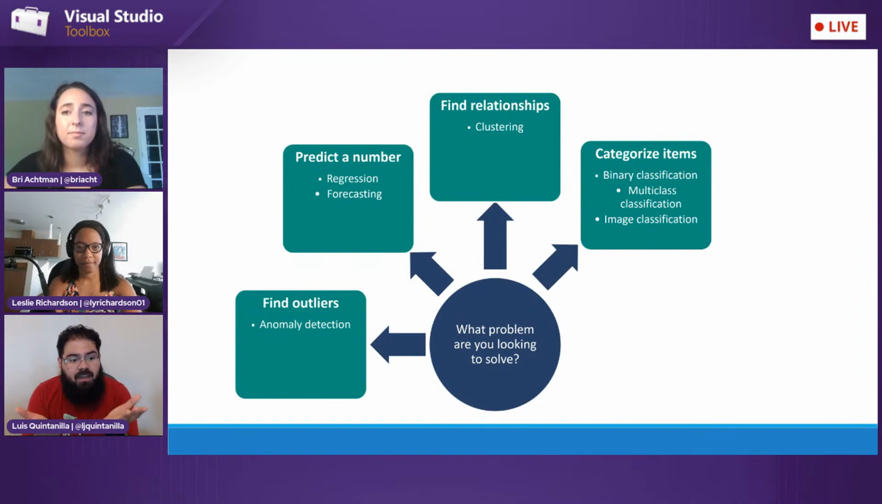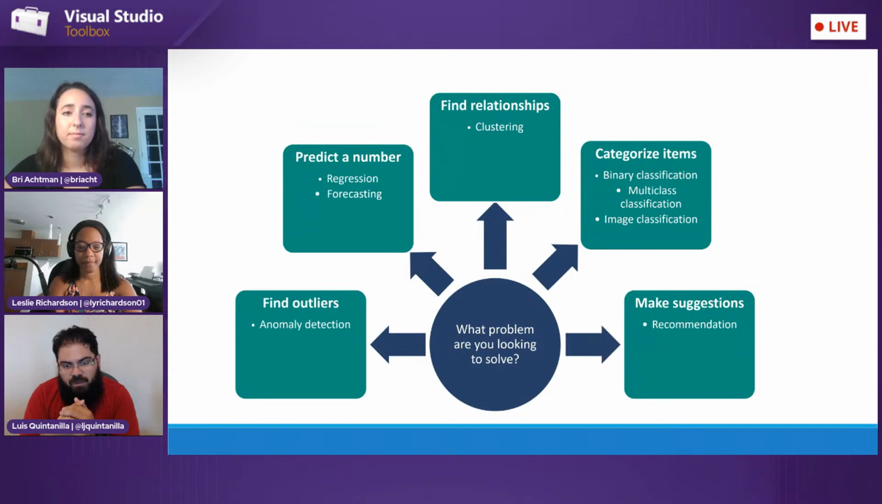If you're looking to categorize items, this is actually a pretty common one. We're always trying to put things into categories. For example, spam or not spam, right? That's something that you could do. Bread or not bread, all those types of things. Those would be served by classification algorithms. And then last but not least, this one that we're probably all familiar with, which is making recommendations, right? So the Netflix, the Amazons, and so on and so forth.